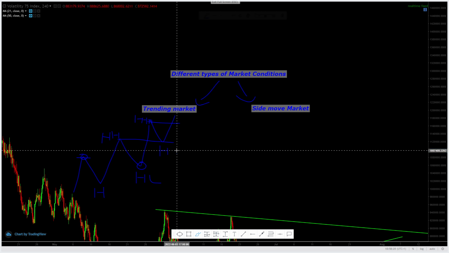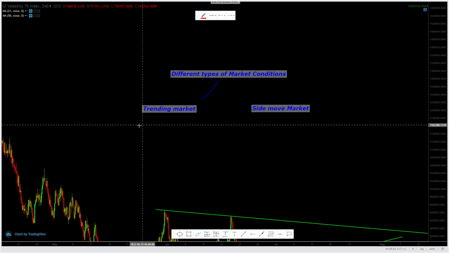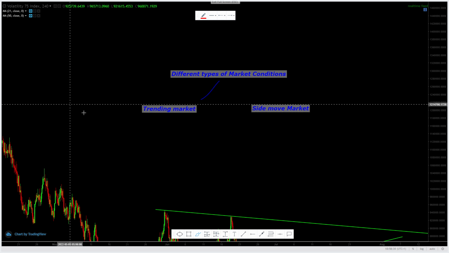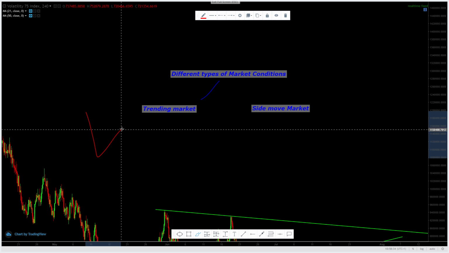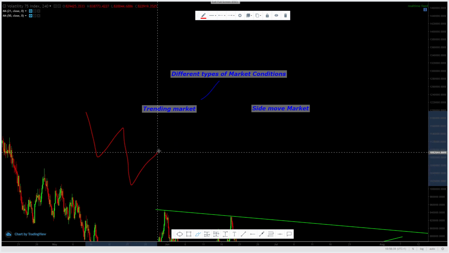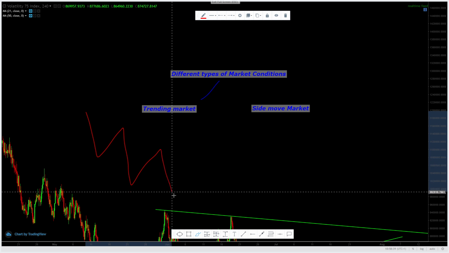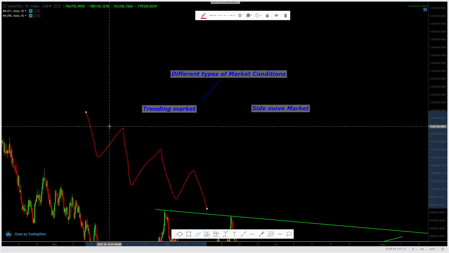So let's take a look at the bearish market. Let me make my color red. This is once the market is coming to the downside. We will see price continue to the downside, retrace back, continue to the downside, retrace back, continue to the downside, retrace back, and continue to the downside.